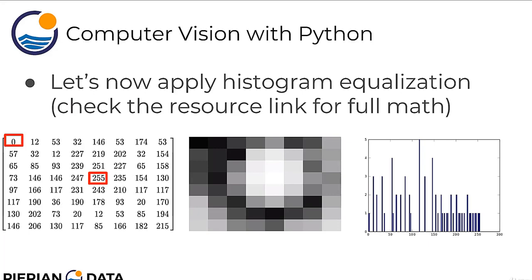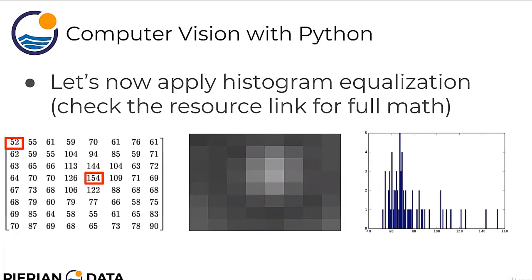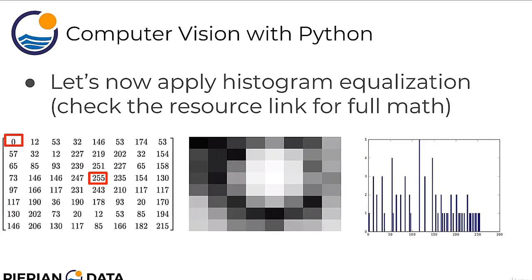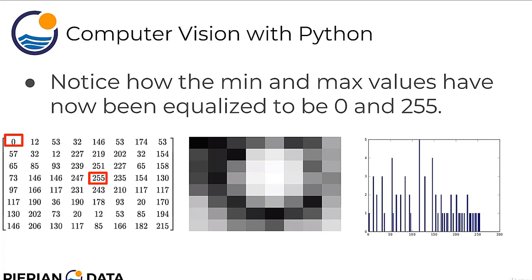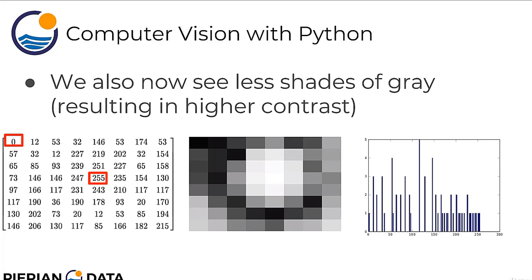Let's take a look at what happens to the actual image itself. Notice it's kind of just this blurry, almost gray, almost white circle there. And now it's clearly been high contrasted so that the circle in the middle is clearly white, and we have a clear border or edge. The histogram is also now more flattened out, and it extends all the way from the minimum possible value of 0 to the maximum possible value of 255. So notice again how the min and max values have now been equalized to be 0 and 255. We also now see fewer shades of gray, so this results in a higher contrast.